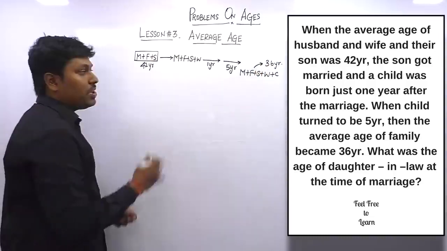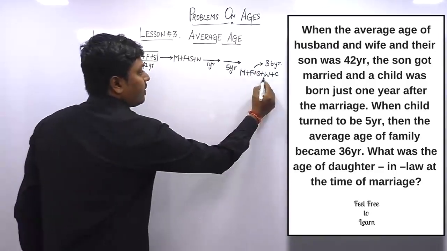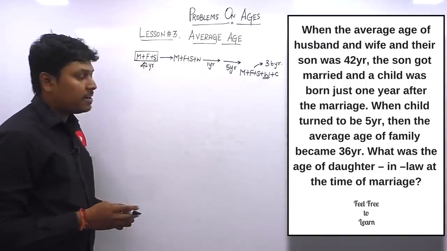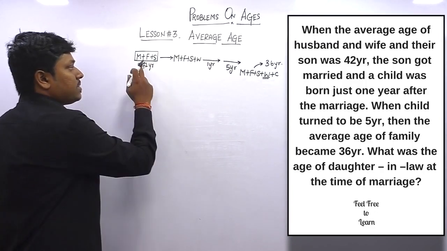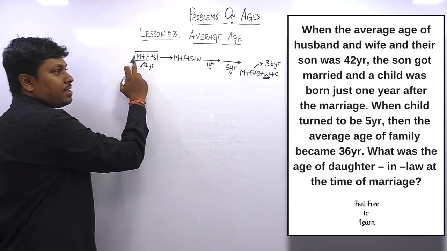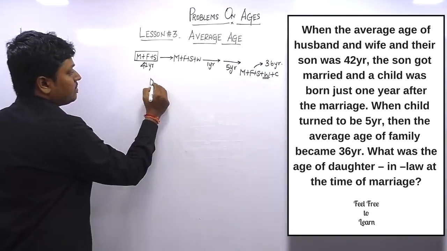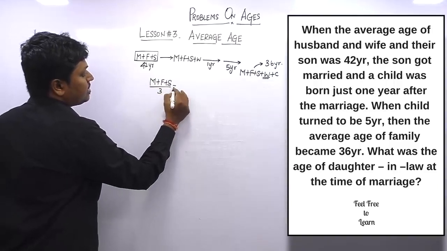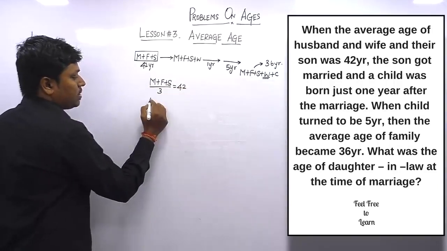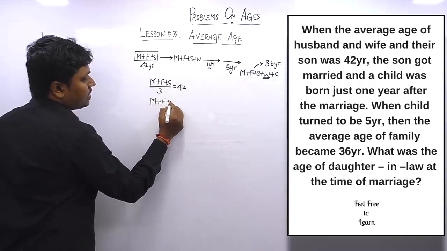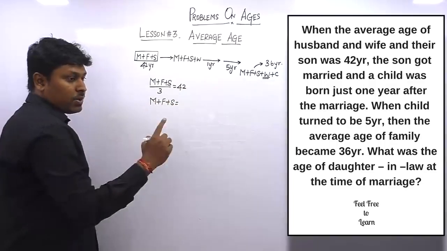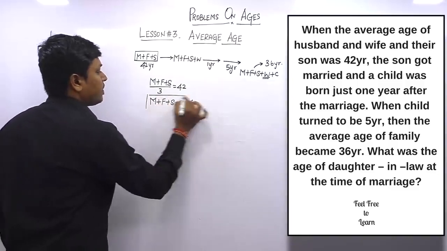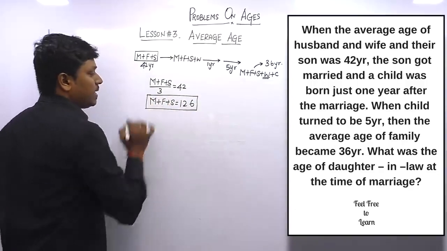Very interesting question. Using this data, our target is to find the age of this daughter-in-law, right? That is, the son's wife is called a daughter-in-law. So let me do one thing. First of all, we can find the sum of the ages of all the 3 persons, right? So mother, father and a son, divided by 3 is equal to 42 years. So the total sum of their ages will be 3 times 42, that is 126. So 126 will be the total age.